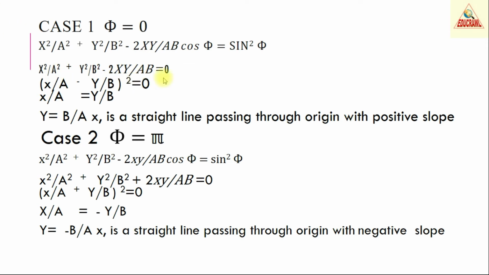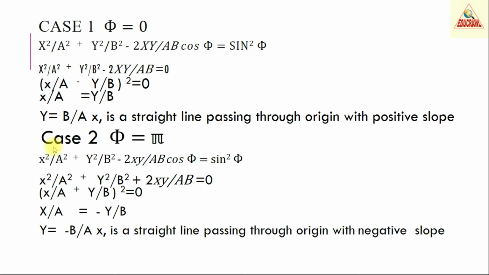The expression in the LHS resembles the formula a minus b the whole square, where a is equal to x by a and b is equal to y by b. Hence the equation becomes x by a minus y by b the whole square is equal to 0, which implies x by a minus y by b is also equal to 0, which once again implies x by a is equal to y by b. So we find an expression for y, which becomes y is equal to b by a into x. So this is an expression for a straight line passing through the origin with positive slope.